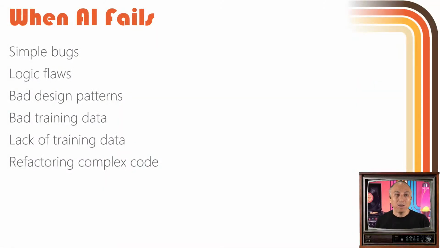Okay. So when AI fails, simple bugs happen all the time. You're going to get a syntax error, a linter error, something that needs a fix. Great. You just tell it to fix that problem. Not a problem. Logic flaws. Sometimes it assembles something incorrectly. I've had it confuse header rows and line rows. I've had it confuse reading a log file versus the actual tables.